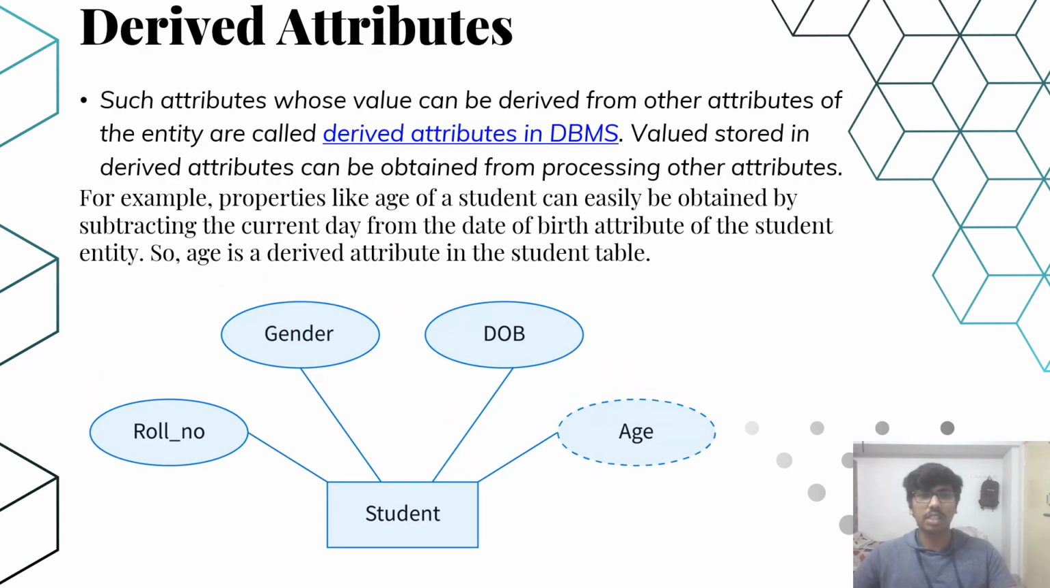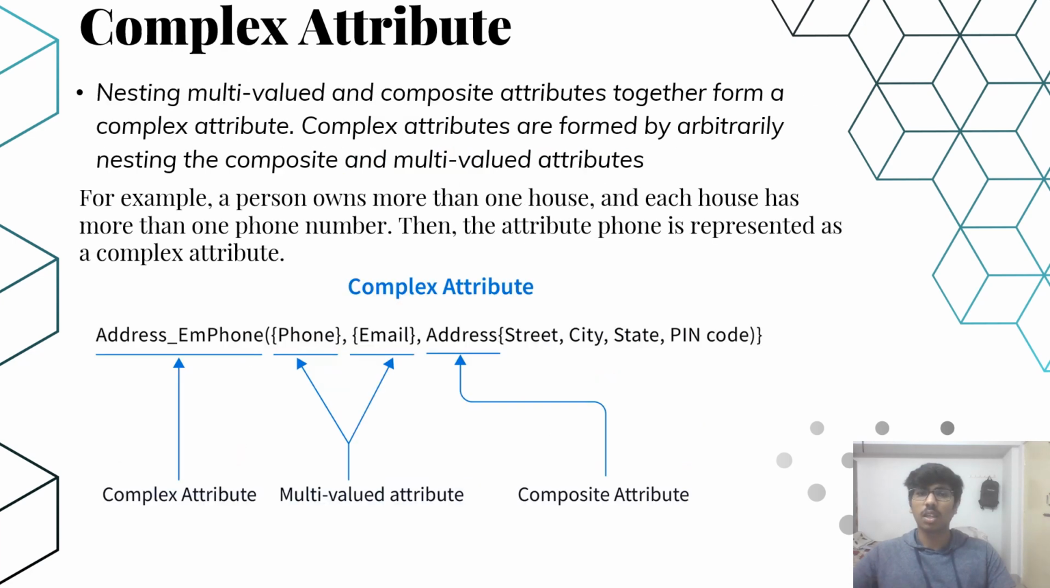Derived attributes. Such attributes whose value can be derived from other attributes of an entity are called derived attributes. Values stored in derived attributes can be obtained from processing other attributes. For example, properties like age of a student can easily be obtained by subtracting the date of birth from the current date for the student entity. So age is a derived attribute and it's represented by dotted lines.